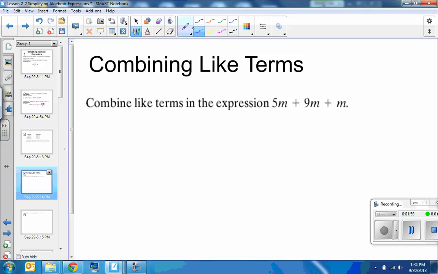So I have 3 terms on the board: 5m, a positive 9m, and a positive m. Since they're all the same, I can combine. So positive 5m plus 9m plus m would be 15m. This would be our simplified expression.